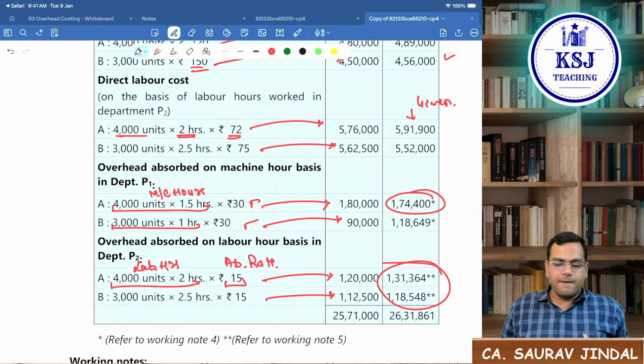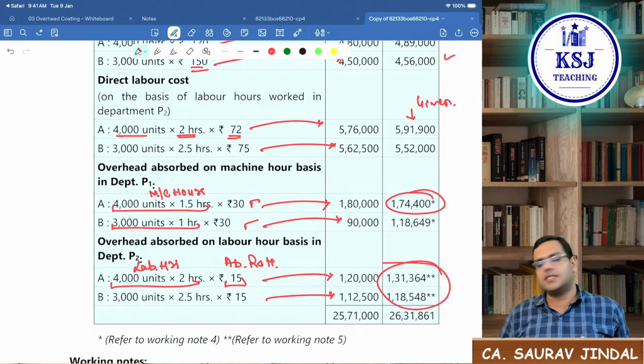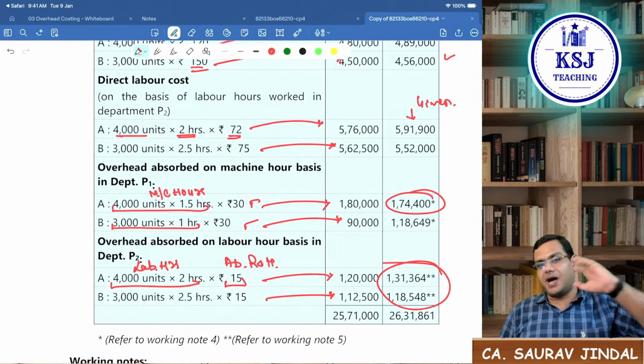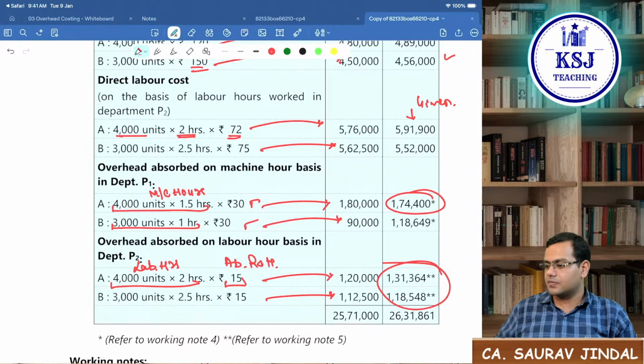Now, sometimes the student asks, sir, this question can be asked in the examination. First and foremost, ICAI can ask anything. Secondly, if not the whole question, they can ask a part of the question. Right? So it can always be asked. Anything can be asked.